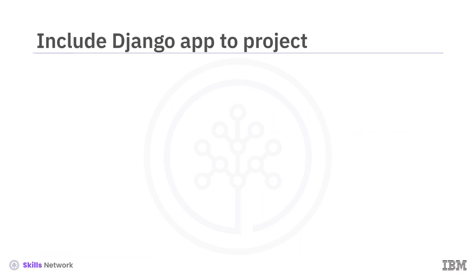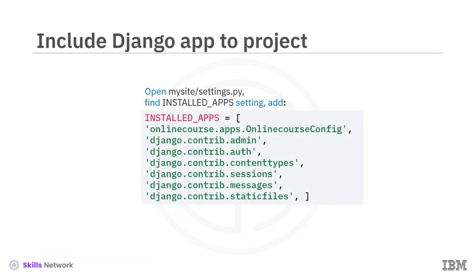Now we add the onlinecourse app we just created in our mysite Django project. Open the settings.py file in the mysite folder. Find the INSTALLED_APPS list in the settings file and add a new entry called onlinecourse.apps.OnlinecourseConfig to the list. The OnlinecourseConfig is a configuration class that represents the onlinecourse app.